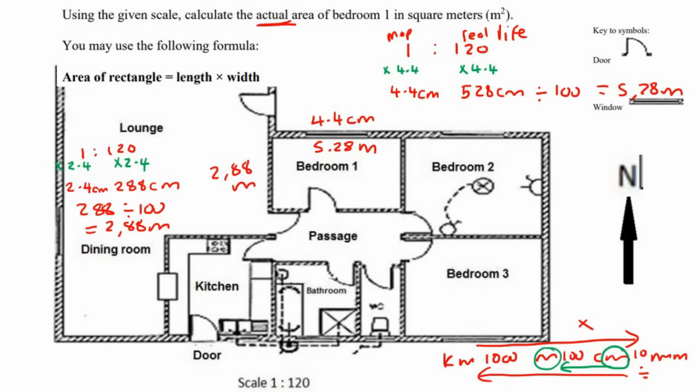Now we can get the area by simply multiplying these two together. And so we could say 5.28 multiplied by 2.88, and that'll give us, if we round to 2 decimal places, 15.21 meters squared. That's if we round to 2 decimal places, 15.21.